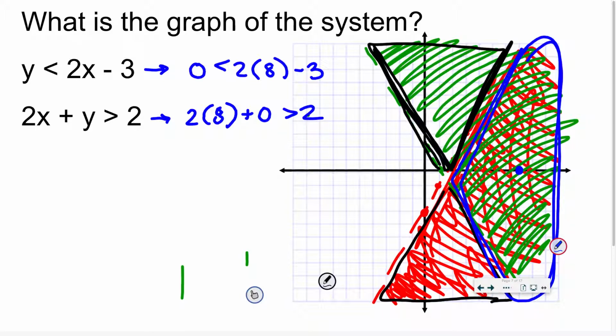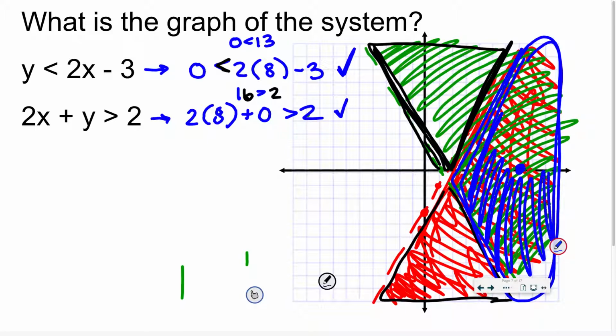Is that top inequality true? Is 0, what is this term on the right side? 2 times 8 minus 3, 13. Is 0 less than 13? Yes. So that's a solution for the one inequality. How about the bottom inequality? 16. Is 16 greater than 2? Yes. So because this coordinate is a solution for both, it falls within the solution set. I like systems of inequalities because they're very colorful.